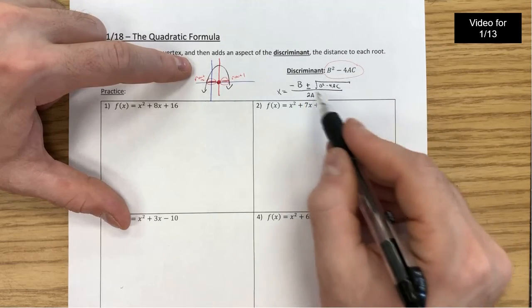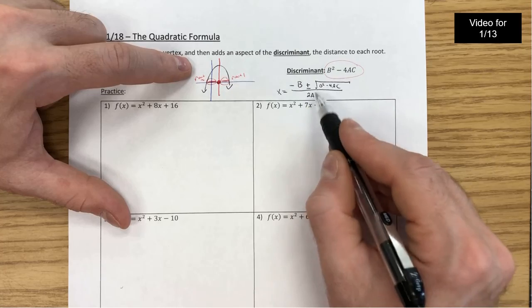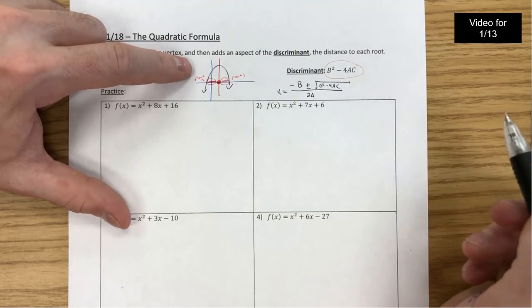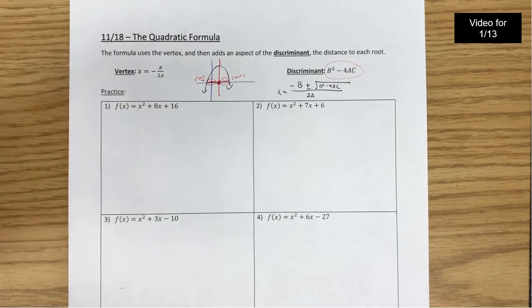And again, let's not get too caught up in how we created that, but the idea is that we find the vertex, add the distance, and take the distance back away. Boom, we'll have each root value.